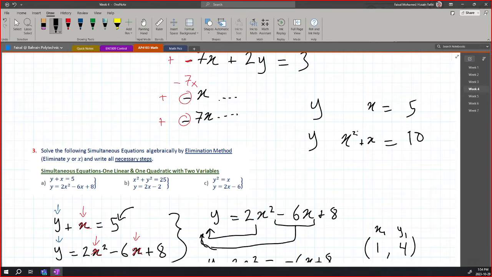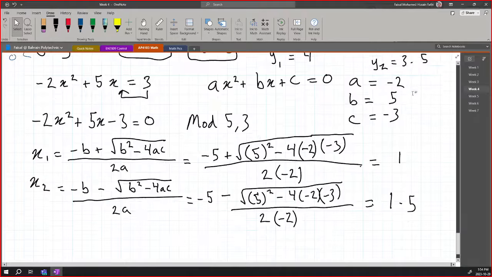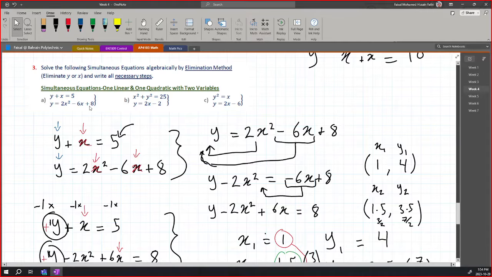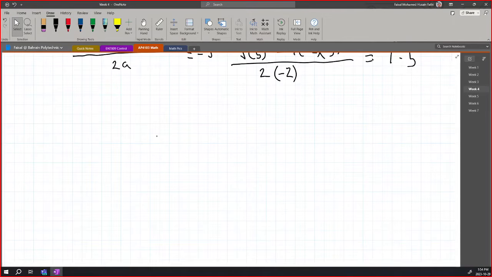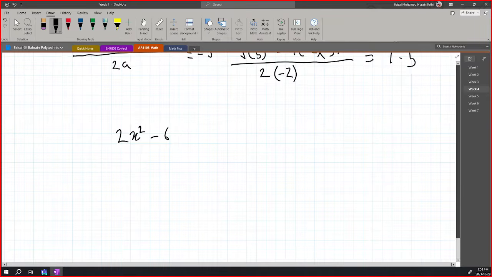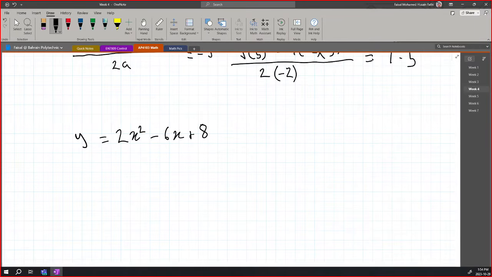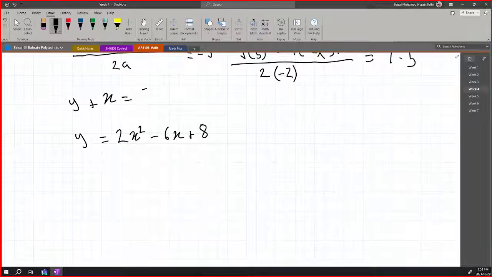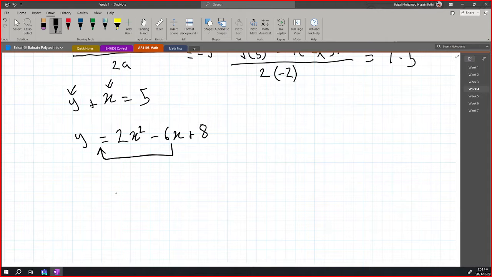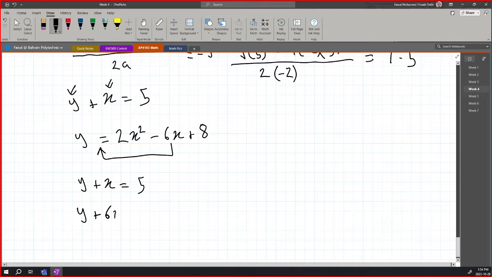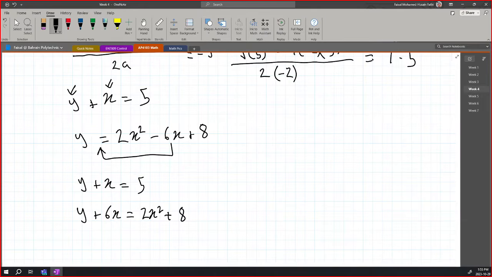Obviously, if this is bothering you too much, I'll just show you. This was our equation: 2x squared minus 6x plus 8 equals y, and we have y plus x equals 5. If it is getting too complicated when you're lining up everything, just line up the y and the x. Just take the x to the other side, so that when you line up it becomes y plus x equals 5 and y plus 6x equals 2x squared plus 8. I don't recommend doing this, but everyone has their own way, however they are more comfortable with.